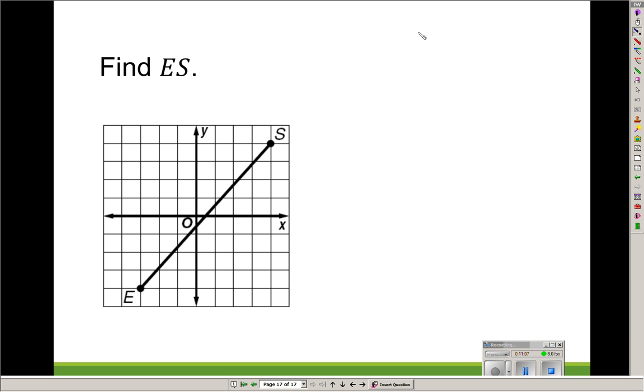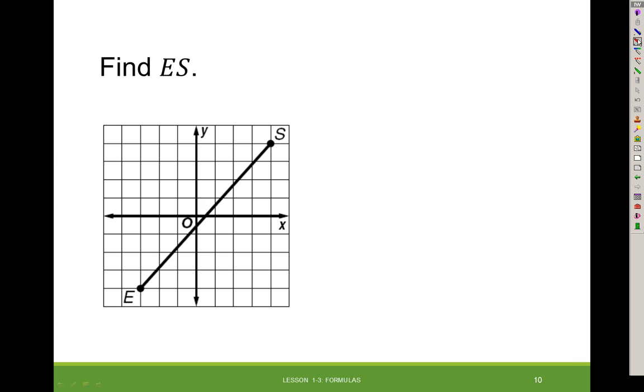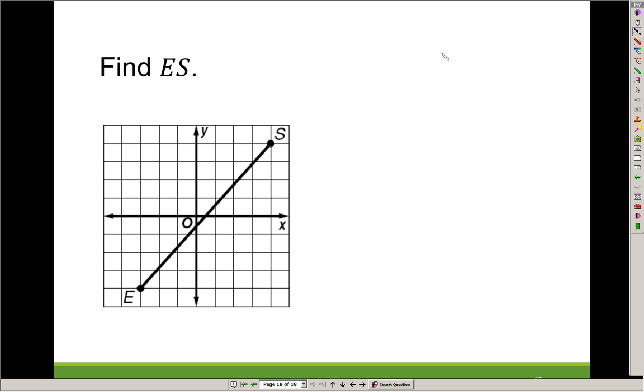So let's review what all we have here. Find ES, the measure of segment ES. The measure of a segment is the length of a segment, and length is distance. So we will do the distance formula. Let's get the coordinates here. S is at 4 right, 4 up, so that's 4, 4. E is 3 left, 4 down, so that's -3, -4.